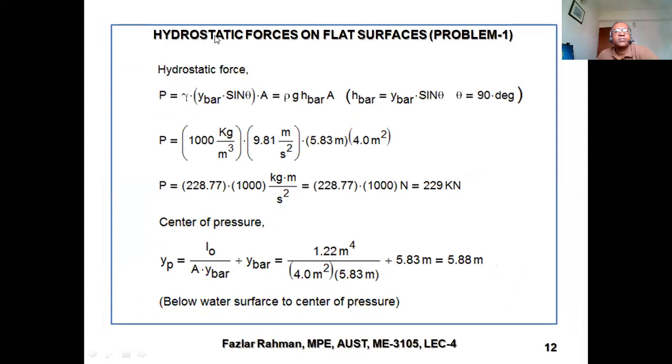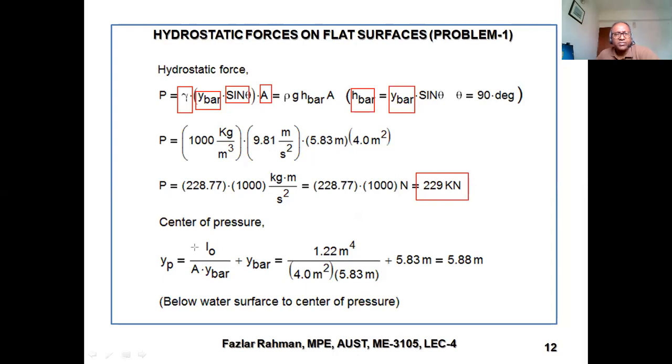This is the formula. Force equal to gamma sine theta area into Y bar. Y bar value we already figure out. Y bar equal to we found H bar, right? If theta equal to 90, then this and this one is same. So you just put over here. And we got 229 kilonewton force working in the plate.